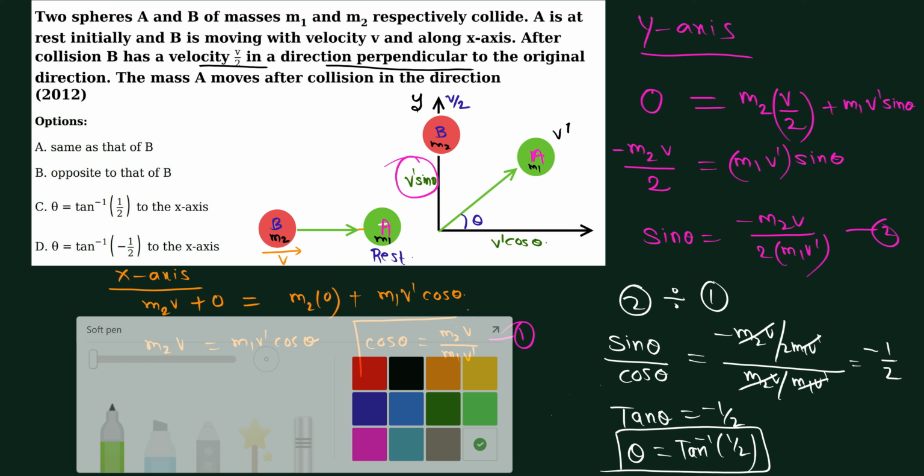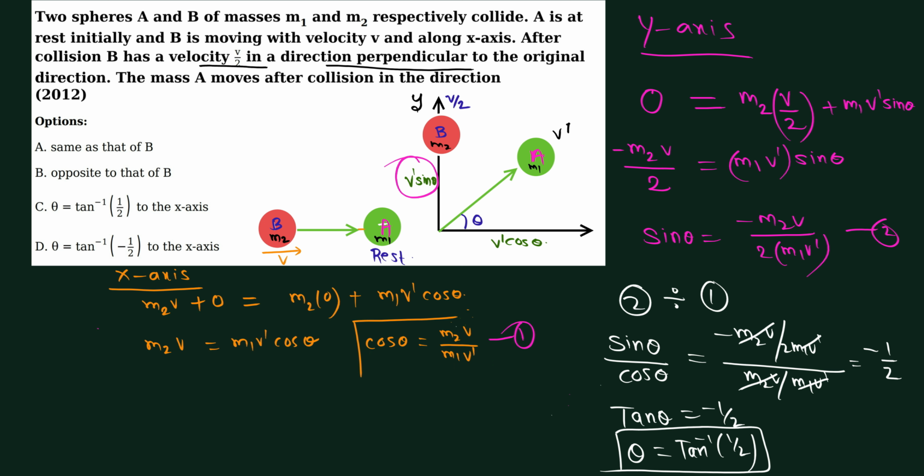That means the ball A moves with the angle tan inverse of minus 1 by 2 to the x-axis. So which one is the answer matching here? Answer D is matching. Just put a minus here. So theta equal to tan inverse of minus 1 by 2 to the x-axis.